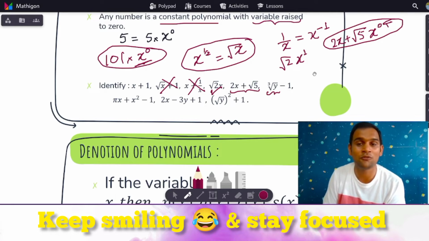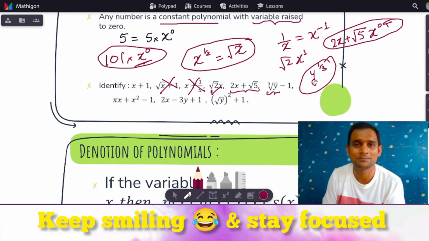Now cube root of y. Cube root of y is nothing but y to the power 1 by 3. Is 1 by 3 a whole number?